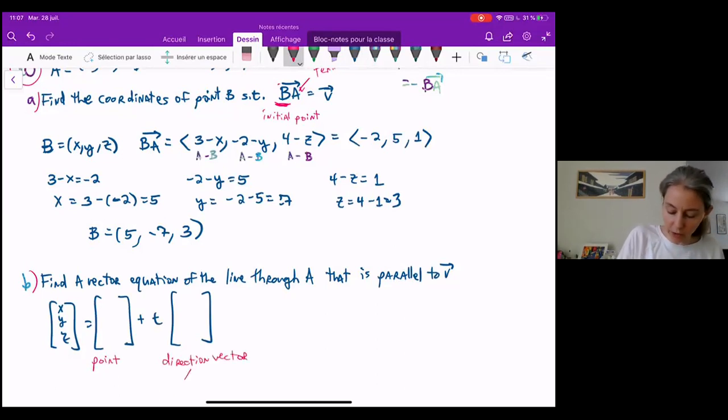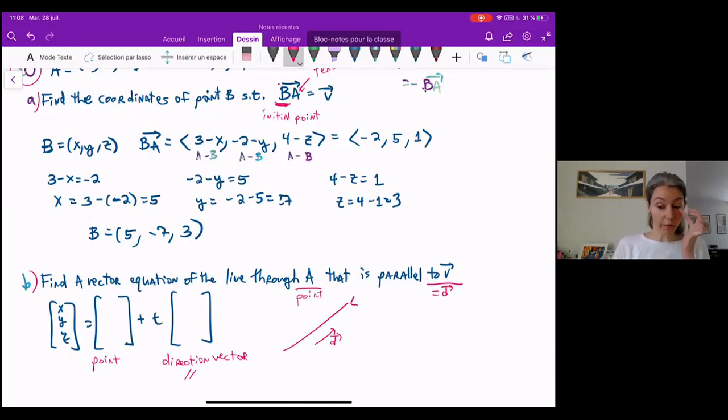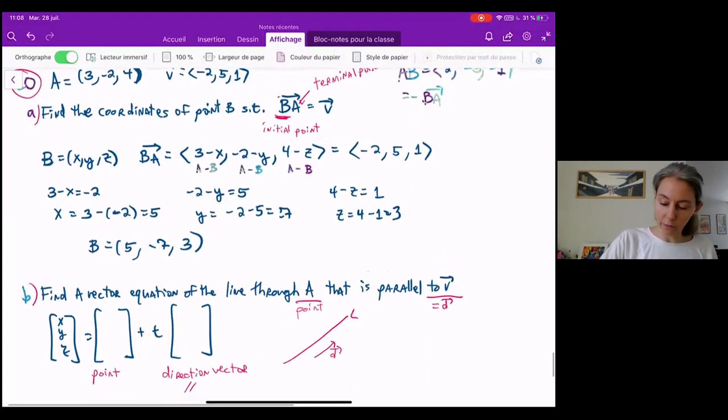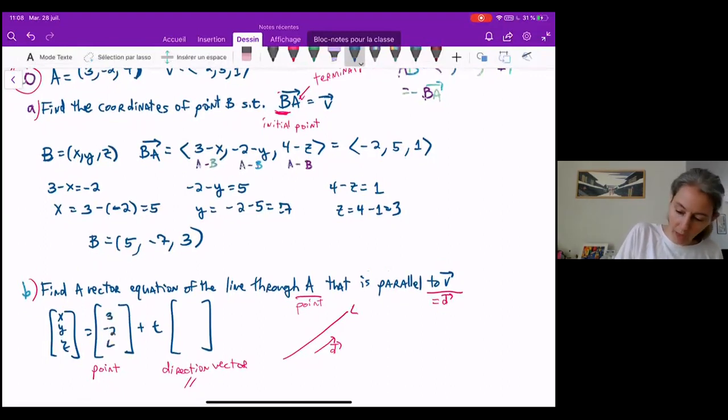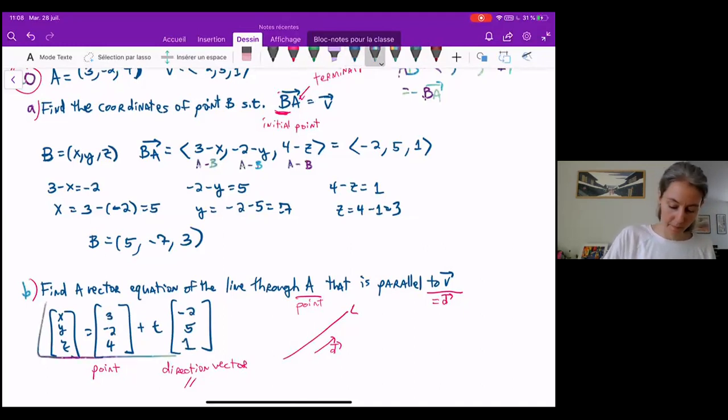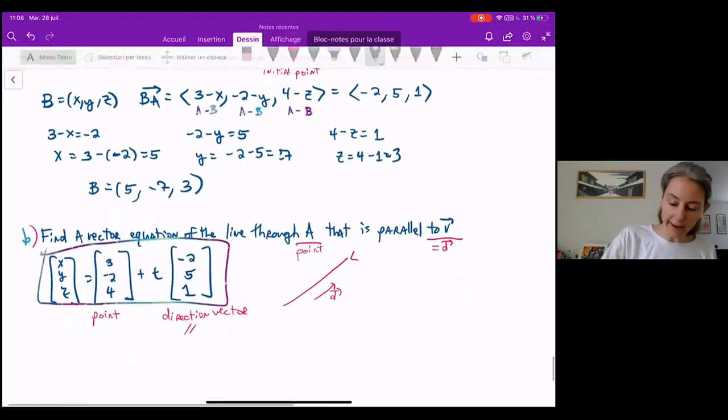And we know that direction vectors are parallel. So in other words, I'm drawing a line, and I want this vector parallel to it. Well, V is parallel. So that means V is going to be my direction vector, and A is a point. So in this case, it's pretty straightforward. I can just write down the answer. A was 3, negative 2, 4, and V was negative 2, 5, 1. So then we're going to be given a point and ask if that point is on this line.